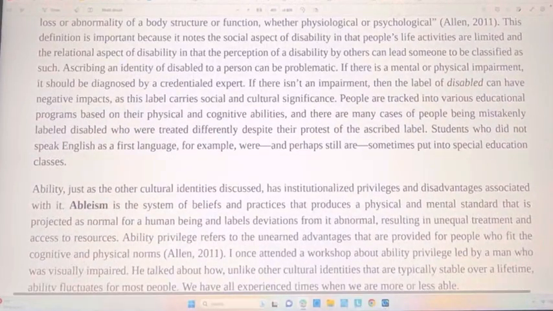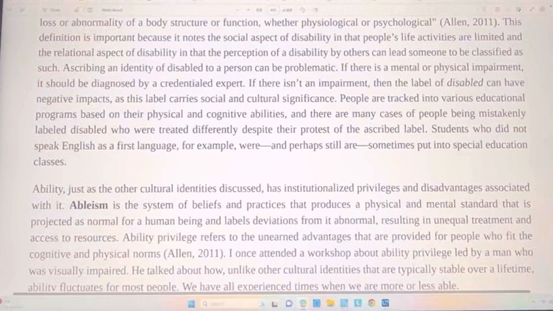This definition is important because it notes the social aspect of disability in that people's life activities are limited, and the relational aspect of disability in that the perception of a disability by others can lead someone to be classified as such. Ascribing an identity of disabled to a person can be problematic. If there is a mental or physical impairment, it should be diagnosed by a credentialed expert.